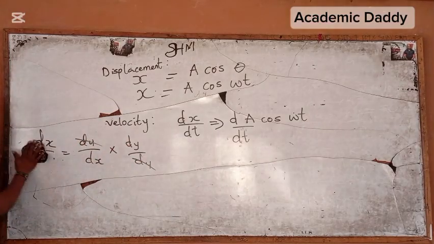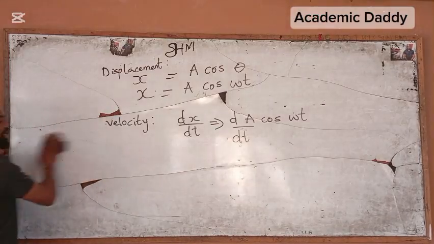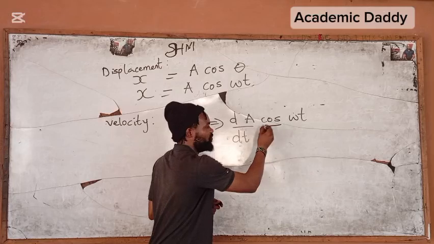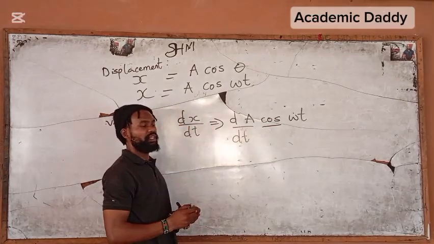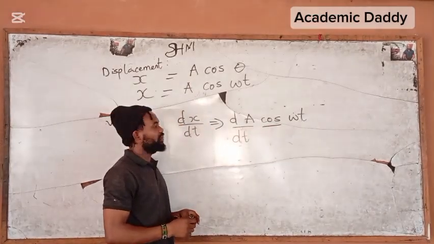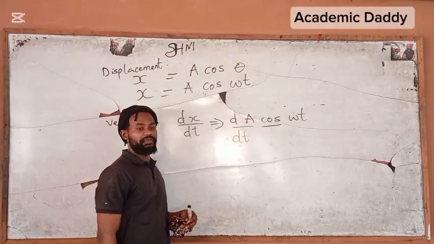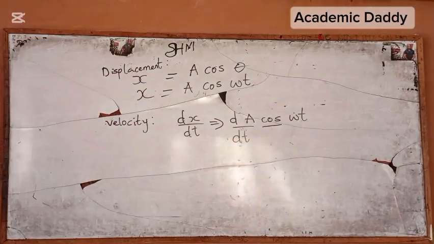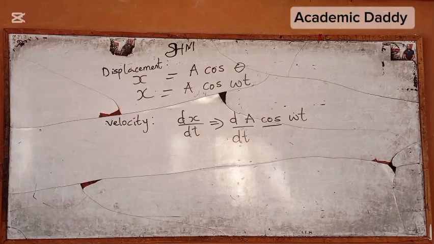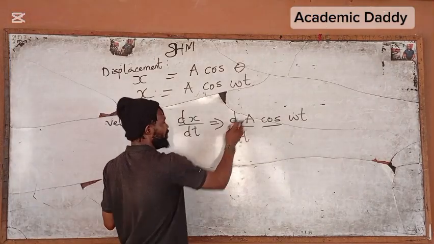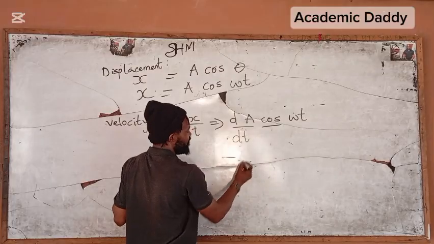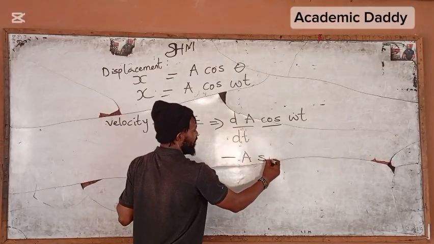In secondary school. So what this means is that whenever you are doing this derivation, you derive cos first. And if you derive cos, what are you having? Anytime you are taking the derivative of anything that starts with c, the end result will be minus. So this is going to be negative A sine wt.